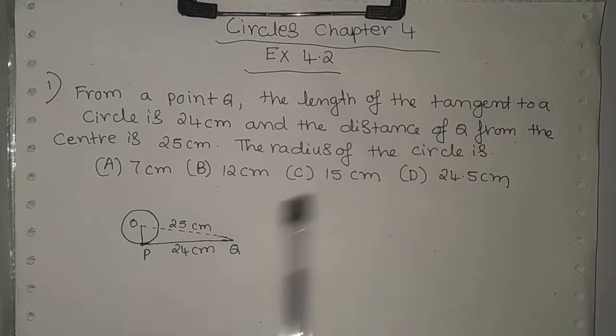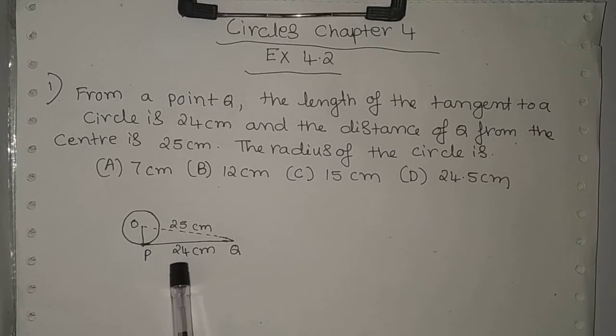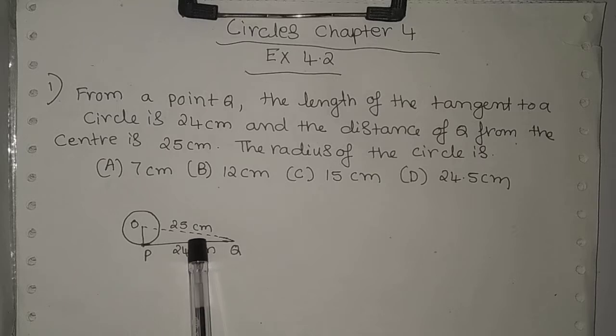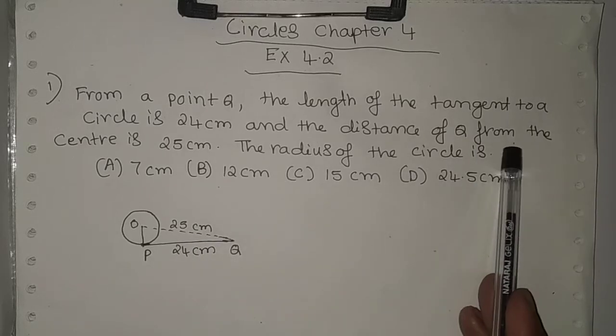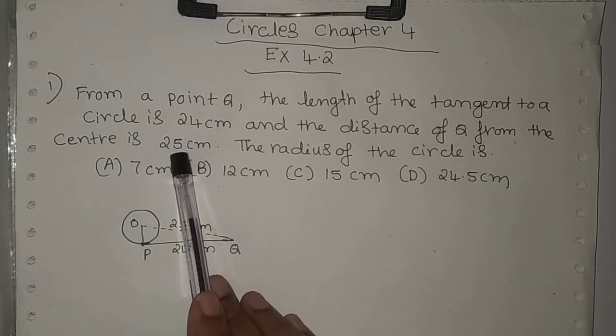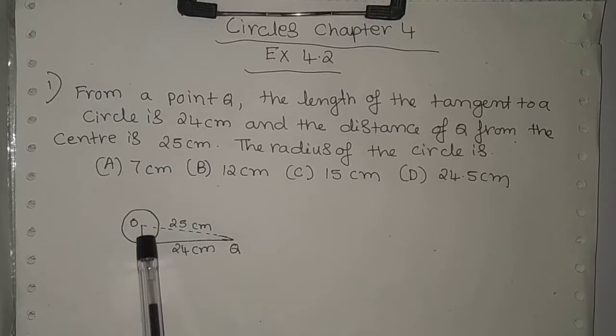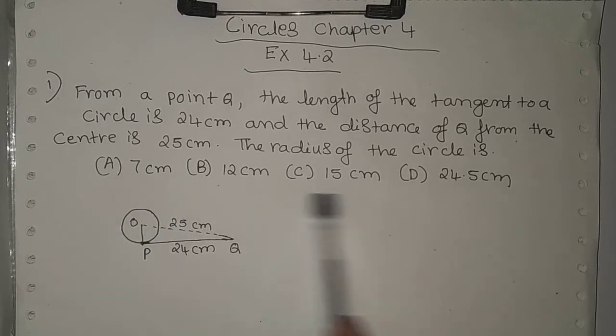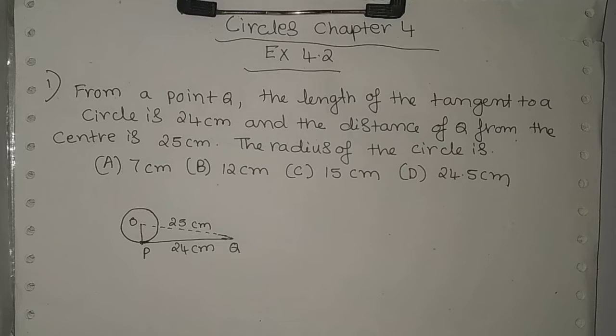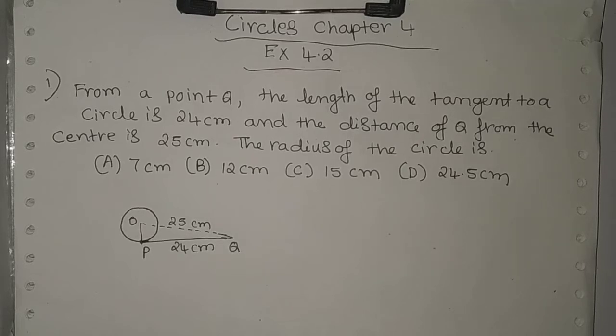Now the tangent distance is 24 centimeters and the distance of Q from the center is 25. So OQ is 25 is given. We have to find out the radius of the circle. There are 4 options they have given. So we have to start the problem.